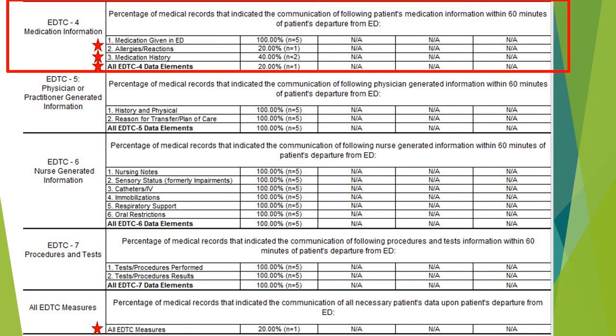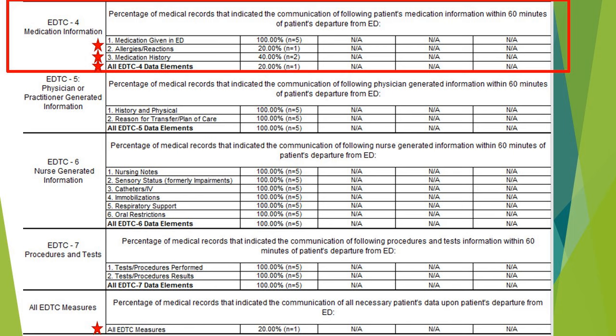Again, it was getting all 6 of those to stay consistent to be at 100%. Now, if, like, oral restrictions, we would have been at 20%, then the data element itself for ED Measure 6 would have been at 20%, even if everything else was 100. So that's how these ED measures, ED transfer measures, are set up, or I should say analyzed and calculated. It's the all or nothing.